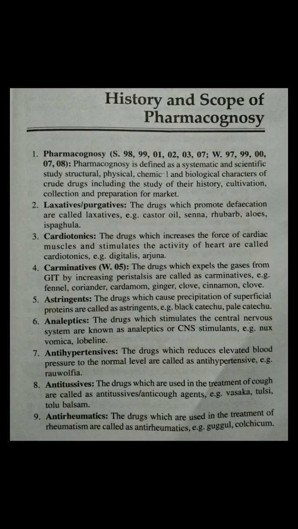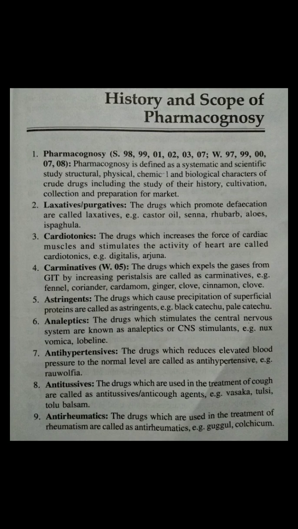Then cardiotonics. Cardiotonics increase the force of cardiac muscle and stimulate the activity of the heart. For example, digitalis and arjuna. Then carminatives. Carminatives means what? The drugs which expel gases from the GIT by increasing peristalsis are called carminatives. For example, fennel, coriander, cardamom, ginger, clove, and cinnamon.